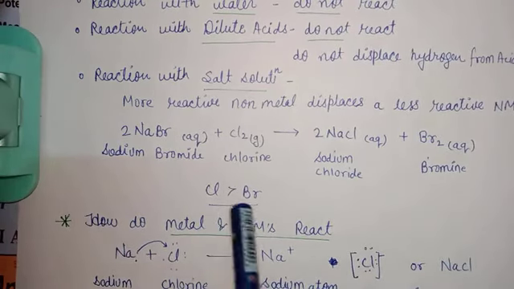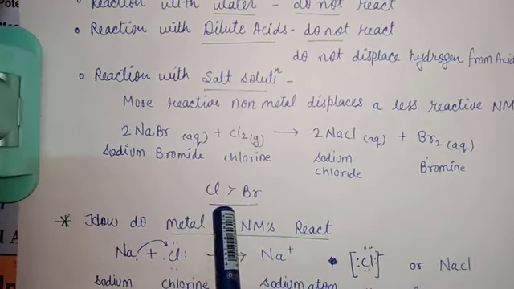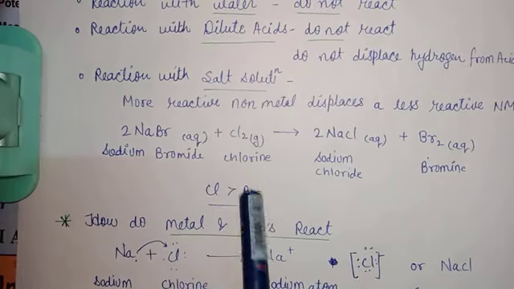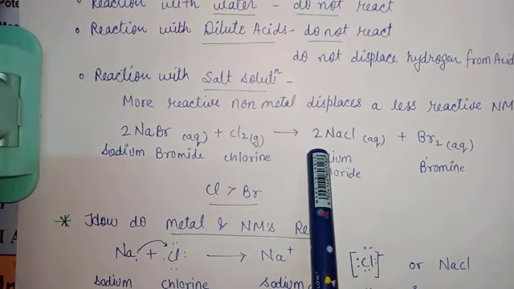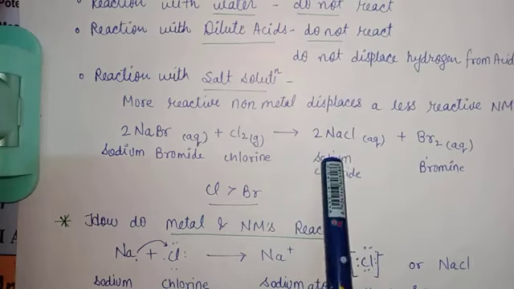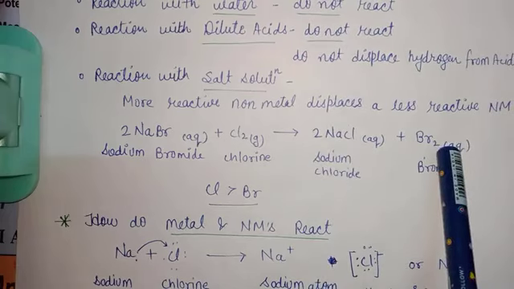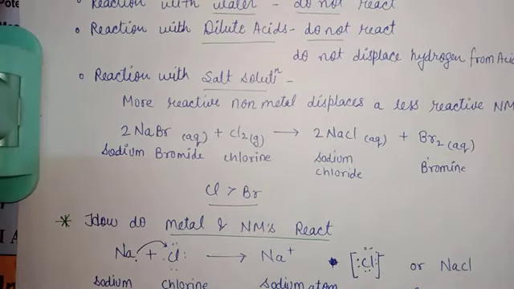In this example, the chlorine is more reactive than bromine. That's why the chlorine may combine with sodium and displace bromine.